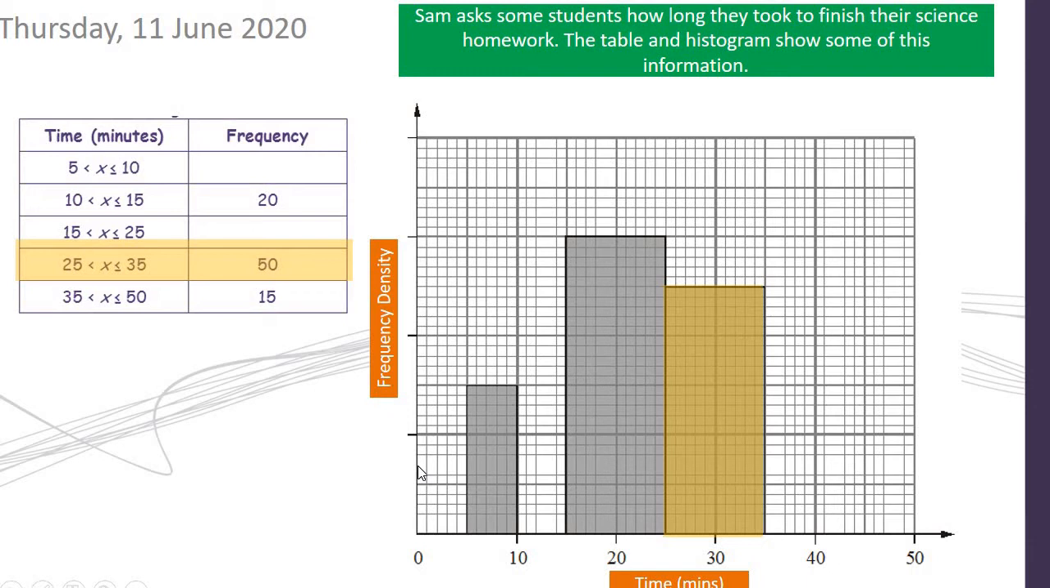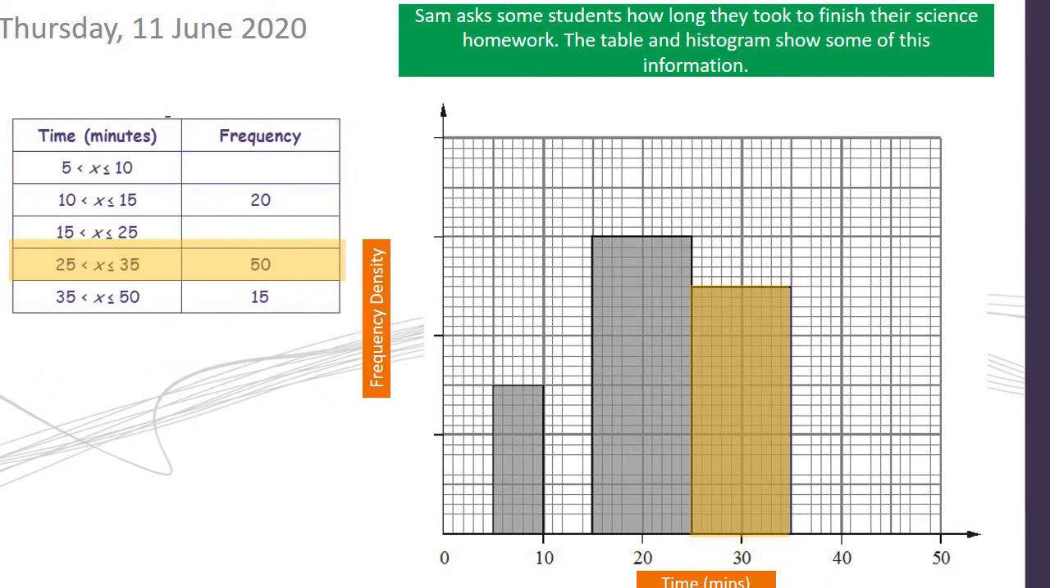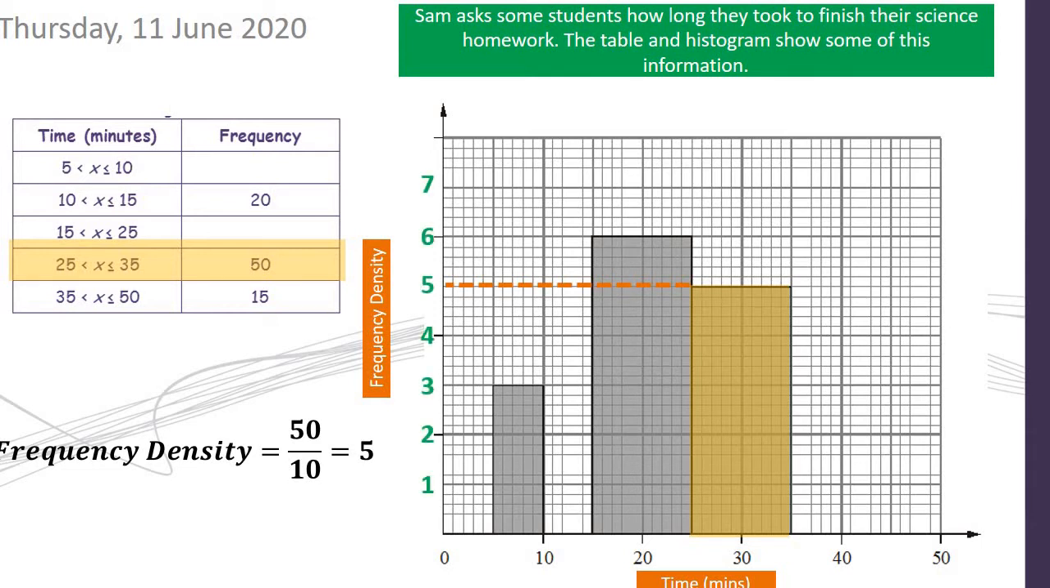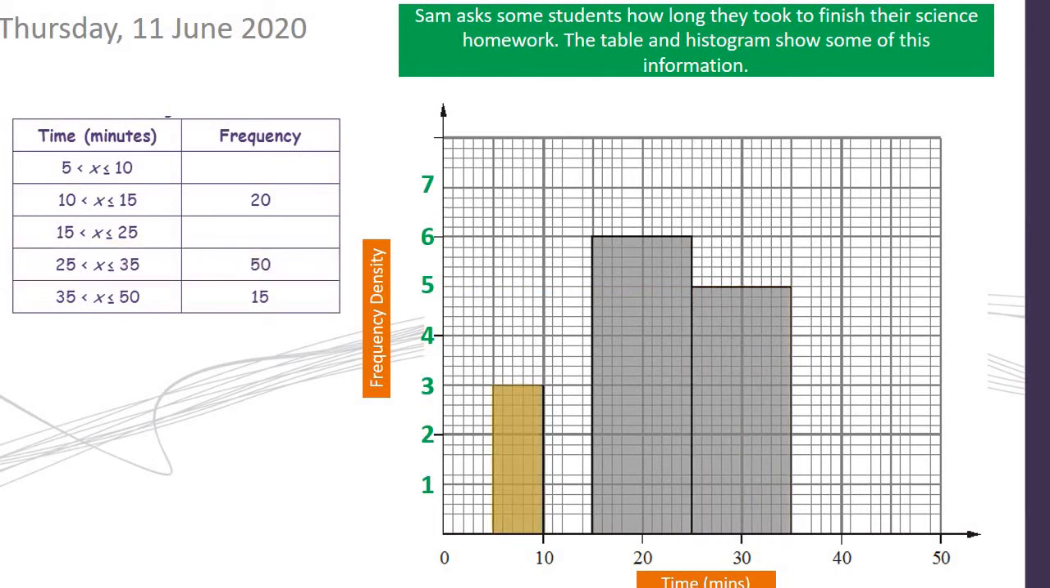In order to do that, we do frequency divided by class width. So 50 divided by the class width, which is 10, tells us that the bar has a height of 5. So we can fill that in. And then we just fill in the rest of the scale on the y-axis. Effectively, on graph paper, 5 centimeters would be equal to a height of 5, so every centimeter is 1. Then we can use that information to fill in the rest.